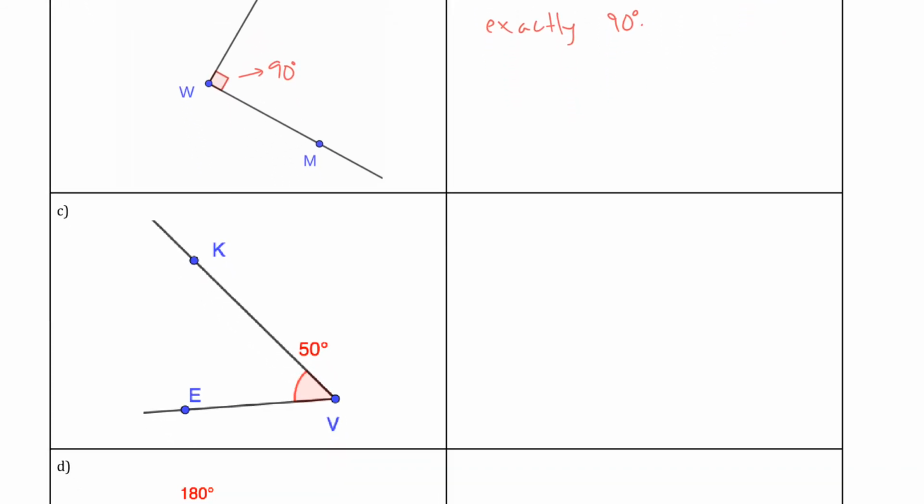All right, taking a look at example C here. Now, for example C, angle KVE or angle EVK, we notice that the measurement of the angle is 50 degrees. And because it's 50 degrees, that means that angle KVE measures less than 90 degrees, making it an acute angle.